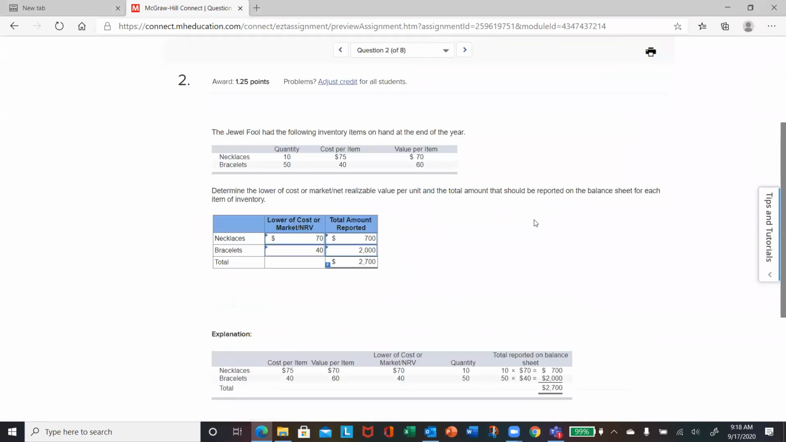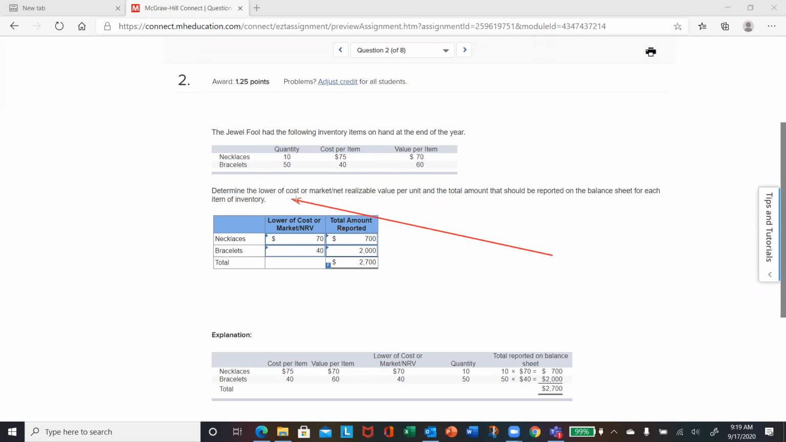Let's check out the second one. And this one's going to be a lower of cost or market. Notice it says the Jewel Food had the following inventory items on hand at the end of the year. We've got necklaces and bracelets. Here's the quantity, there's the cost, and then there's the value. Remember, lower of cost or market. As long as cost is lower than market, you don't have to worry about doing anything.